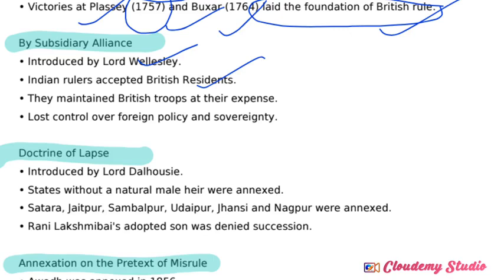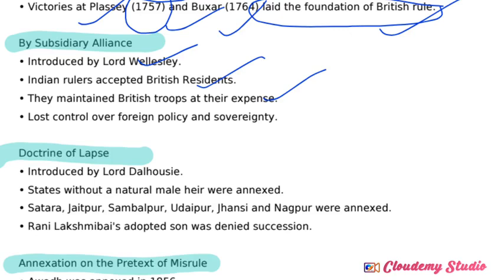Next, they maintained British troops at their expense. Britishers were always trying to expand the administration system by announcing war against different rulers or kingdoms. To engage in continuous wars, they required proper management of the British army. So the expenses of the British army must be maintained by the Indian royal treasury. This was another of the conditions under subsidiary alliances.